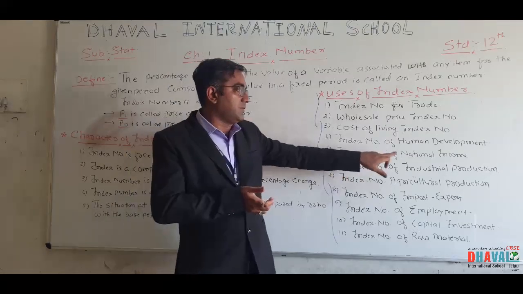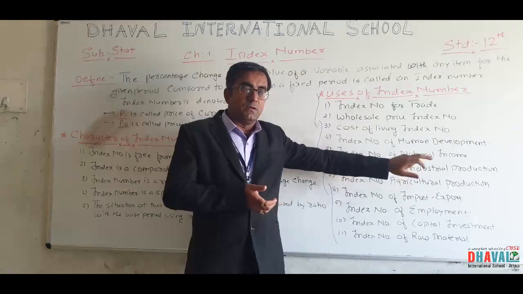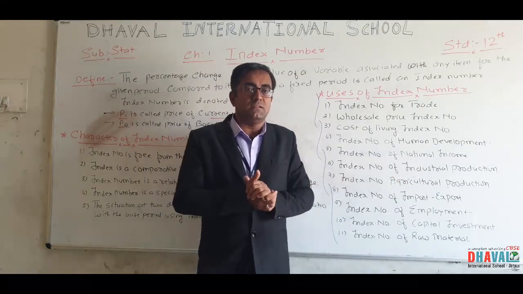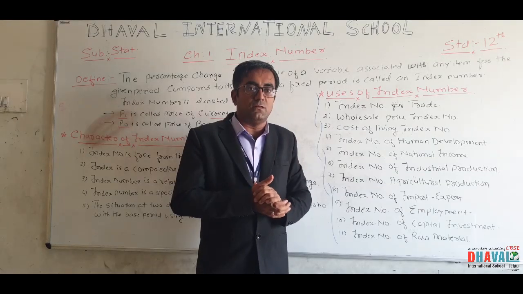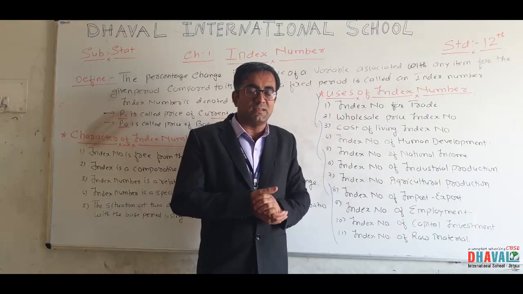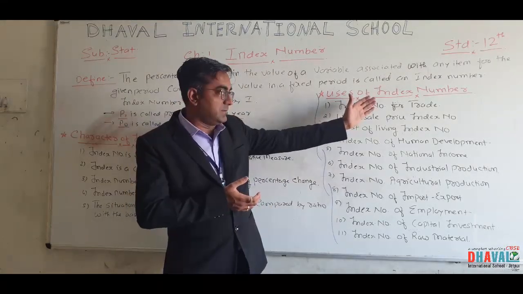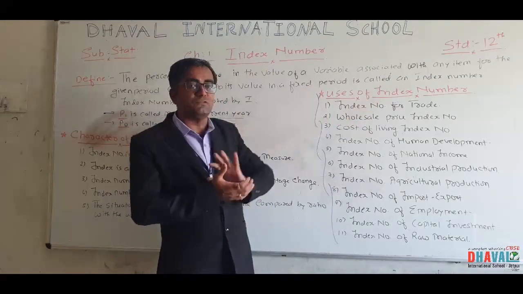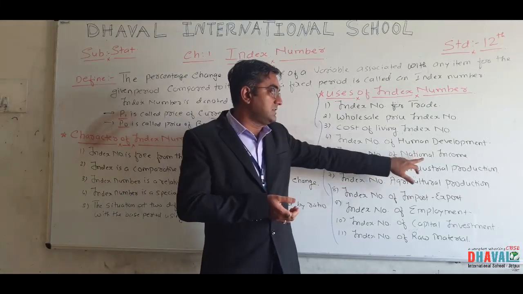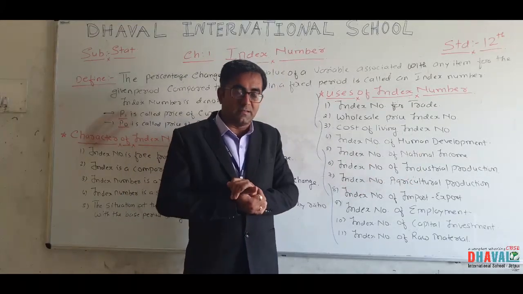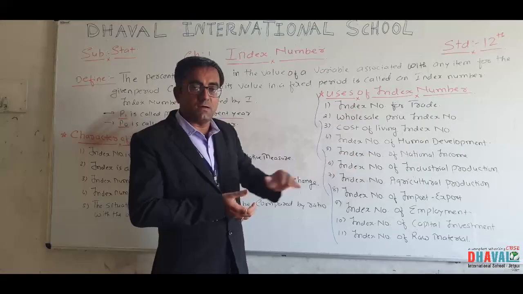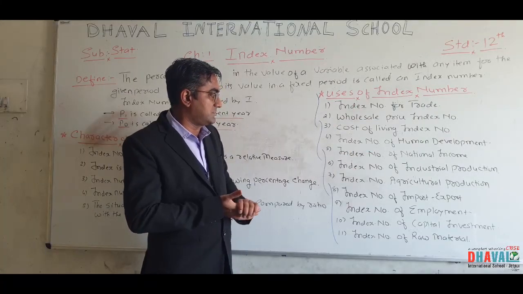Fifth, index number of national income. Whatever figures we are getting, GDP and all types of incomes of the government, semi-government, and central government, these are made useful by the index number, because the index number helps to show the real national income of the country. So it's very useful for government and semi-government projects.